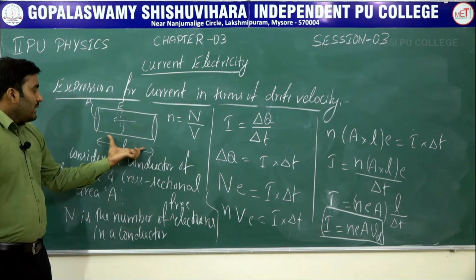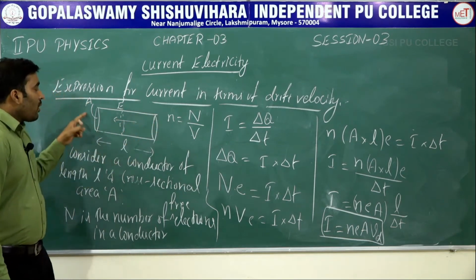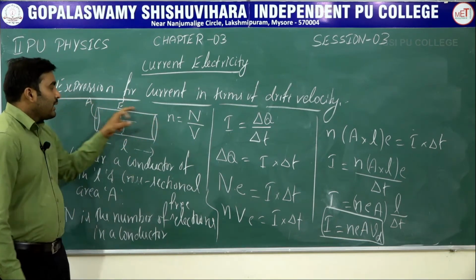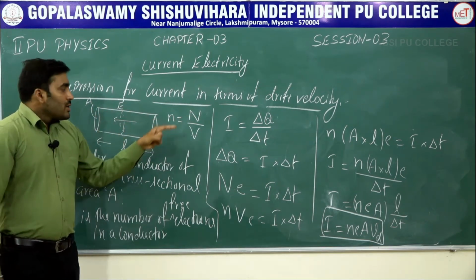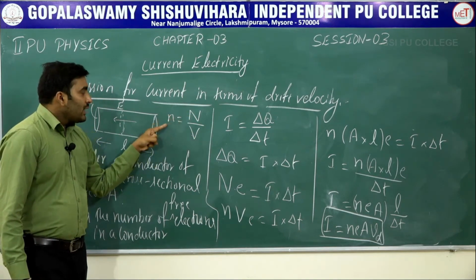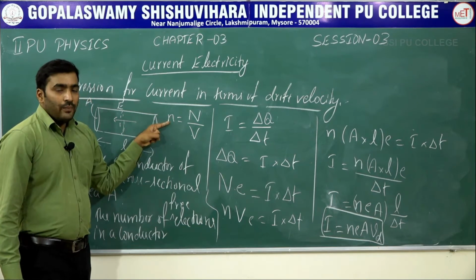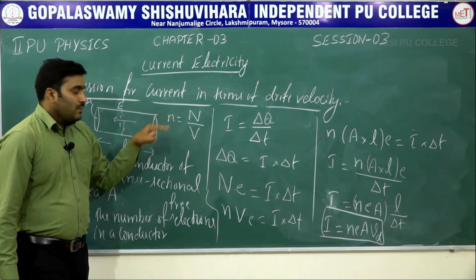If you consider the conductor of length L and area of cross section A, let capital N be the number of free electrons present in the conductor. Capital N represents the number of free electrons in a conductor. The number of free electrons divided by volume gives the electron number density, which is small n. So the number of electrons present per unit volume is known as number density.